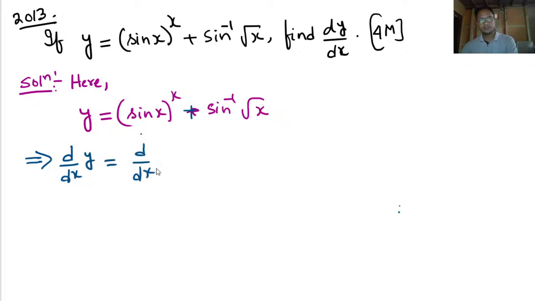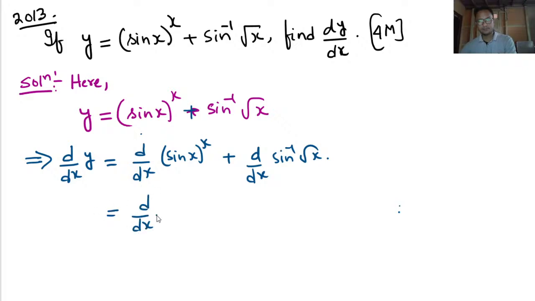So d by dx of sine x to the power x plus d by dx of sine inverse under root of x. Right. So let's call this some term, u, and this one v. So this is d by dx of u plus d by dx of v. Let it be equation number 1.